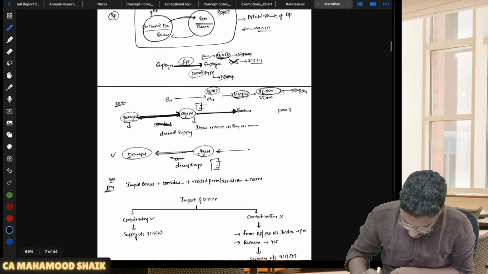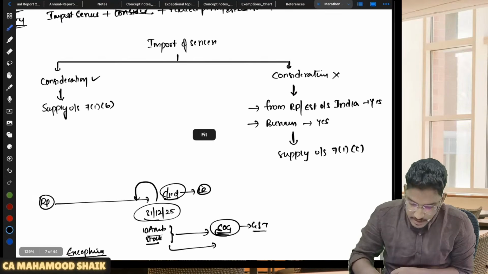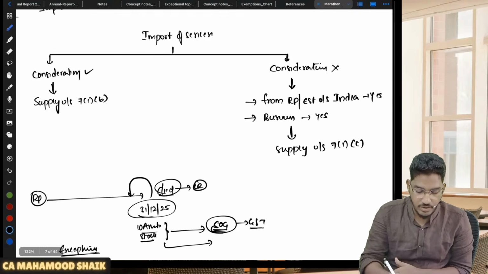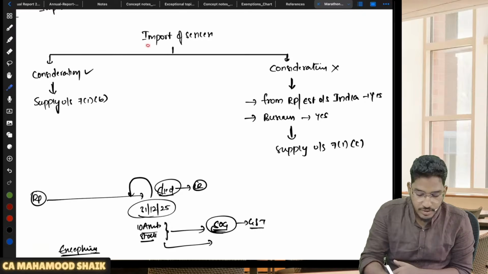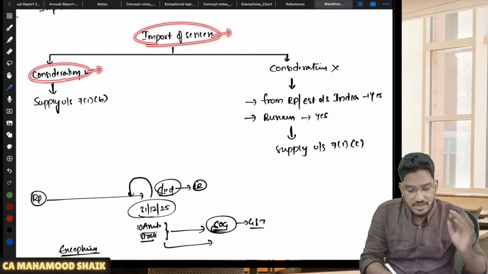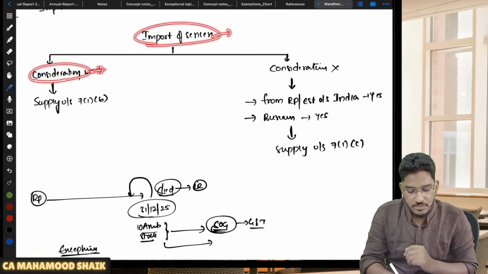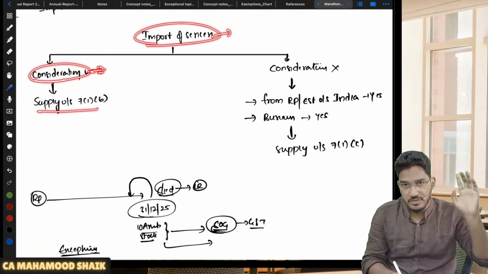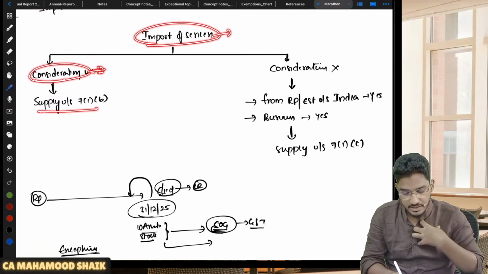Where is it? See here. In case they are asking you a question regarding importation of services, how should you decide whether it is supply or not? In case there is an import of service and there is a consideration, don't check for anything, whether it is in the course or furtherance of business, doesn't matter. It will always qualify as supply under Section 7 subsection 1 clause B if you are importing the services for a consideration.